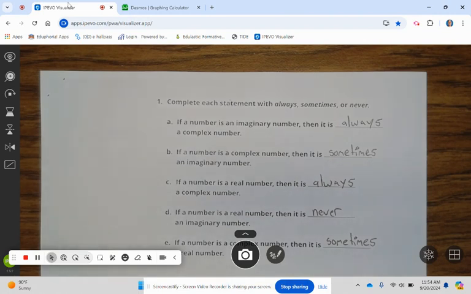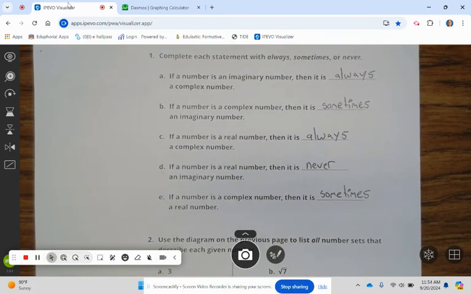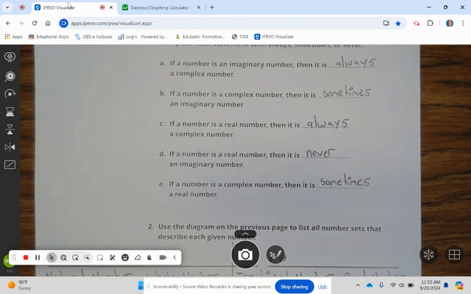Complete each statement with always, sometimes, or never. A. If a number is an imaginary number, then it is always a complex number. B. If the number is a complex number, then it's sometimes an imaginary number. C. If a complex number is a real number, then it's always a complex number. D. If a number is a real number, then it's never an imaginary number. E. If a number is a complex number, then it's sometimes a real number.